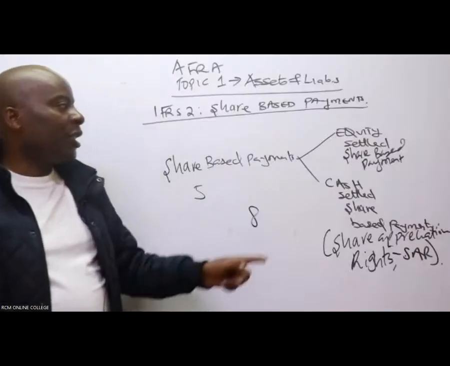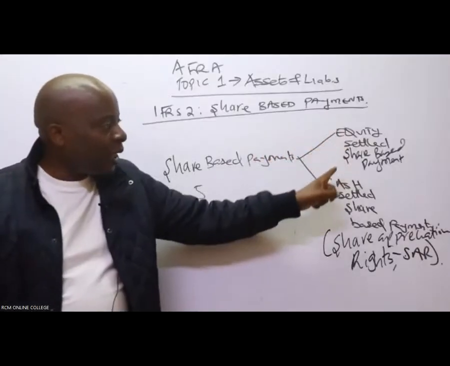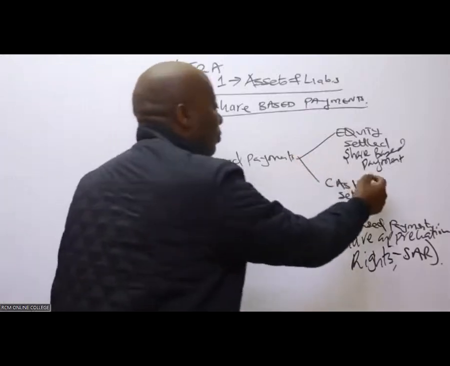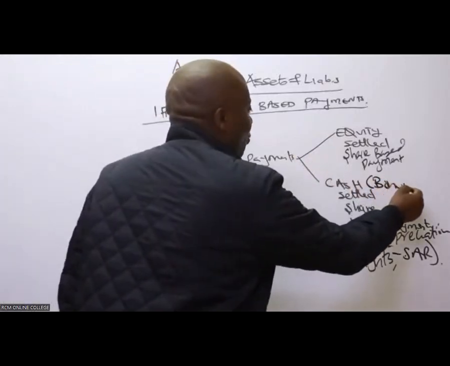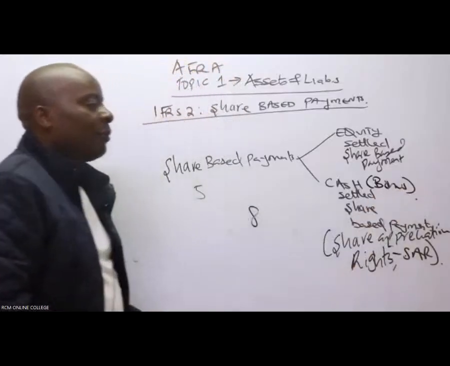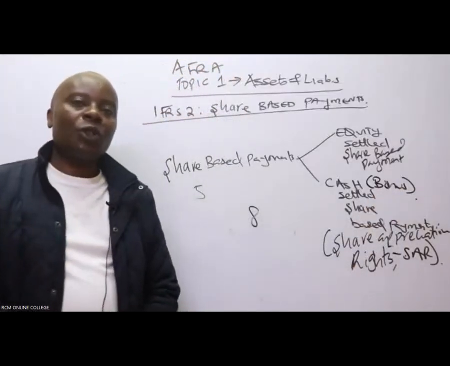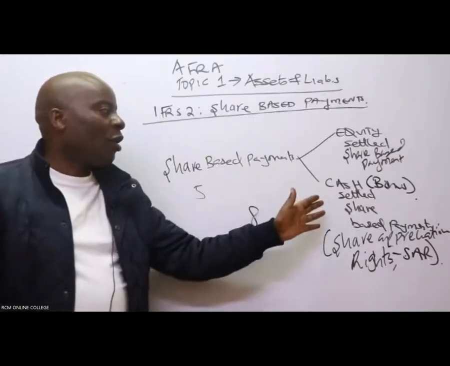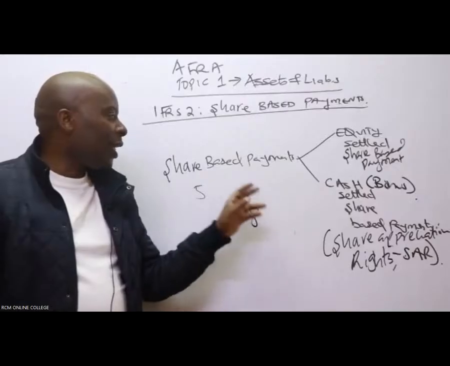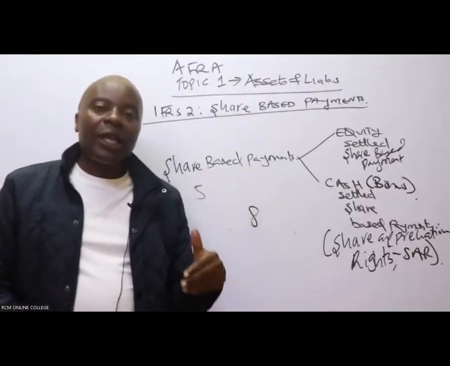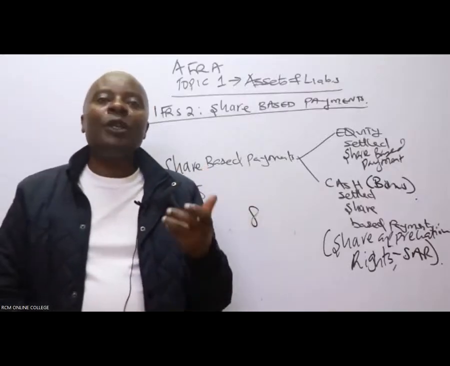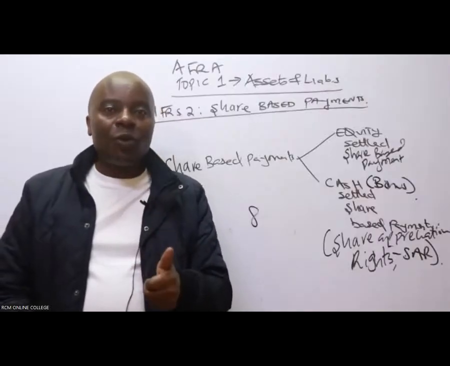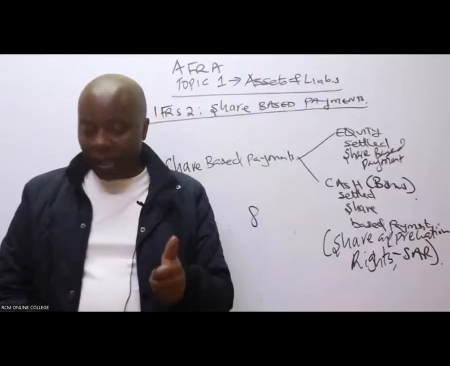So basically here we are giving you ordinary shares, and here we are giving you a cash bonus. We shall give you bonuses there, cash settled, share-based payments. So then the question that will arise here is, if you're going to give us cash, why are we accounting for this under share-based? It's because the bonus we are going to pay you is pegged on share price.